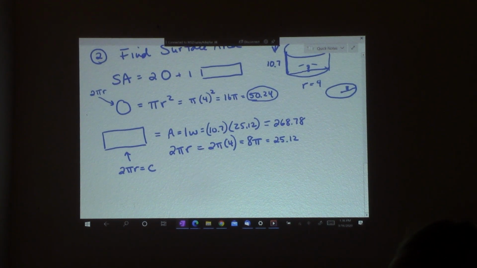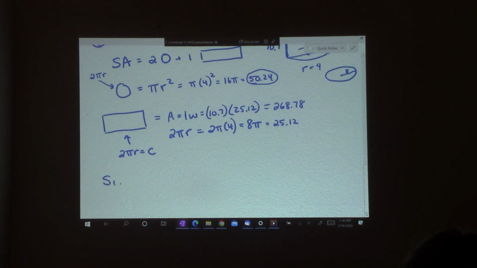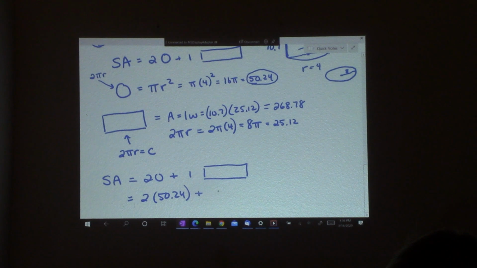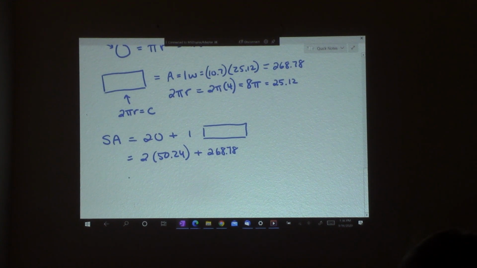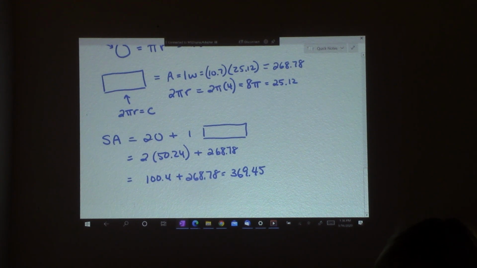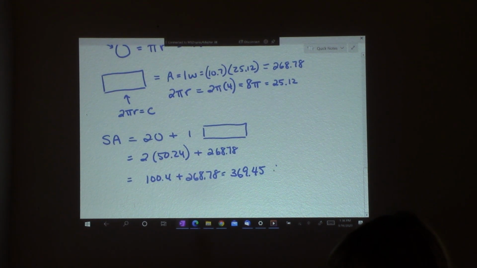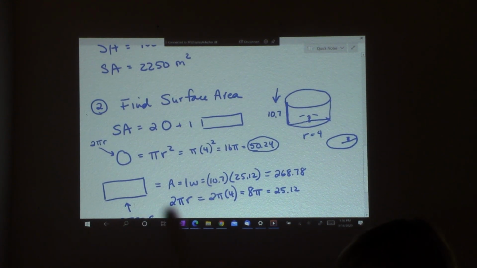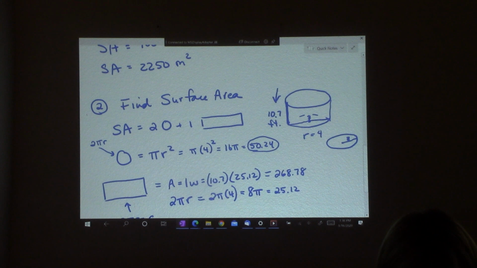Okay, so let's go back to my plan. Surface area is 2 circles plus 1 rectangle. So I'm going to have 2 of these at 50.24, and I'm going to have 1 rectangle, which was 268.78. And when I work that out, I get 100.4 plus 268.78, which is 369.45. Oh, and I need to write my units down. Let's call this feet squared and call this a very big cylinder of feet there.